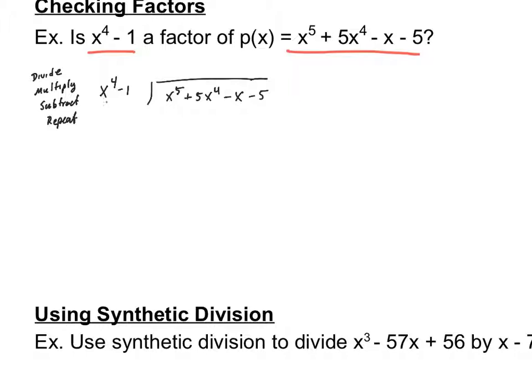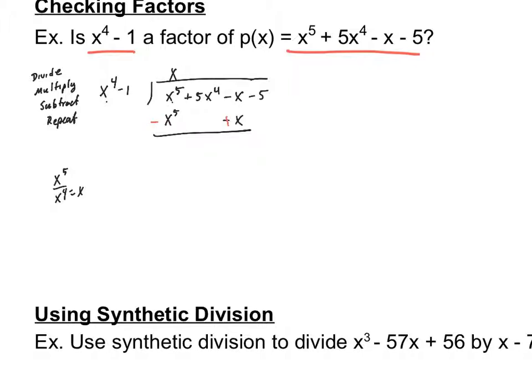So I am going to divide x to the fifth by x to the fourth, and that, in case you need to see that, x to the fourth is going to give me an x. So it goes in x times. Then I'm going to multiply. I'm going to multiply x times x to the fourth, which is going to give me x to the fifth. And again, I'm going to multiply x times -1, and that is going to give me negative x. And I'm going to go ahead and do my subtraction.